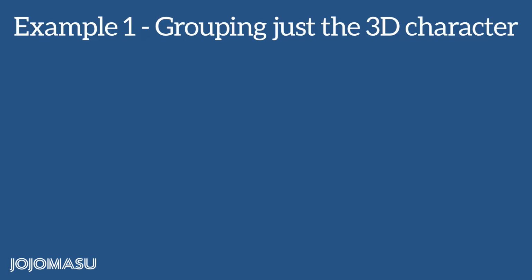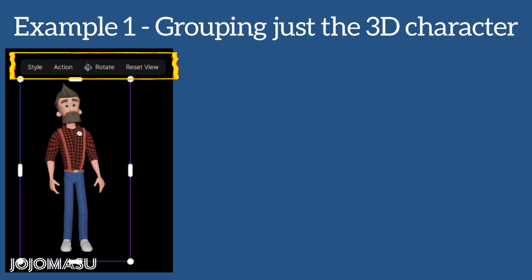Now let's get to the good stuff. We are going to go through an array of examples where using a group will allow us to do things that would not normally be possible. Let's start off with our 3D friend Tom. Normally he only has the features shown here: Style, Action, Rotate, Reset View.